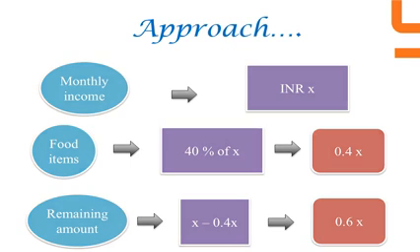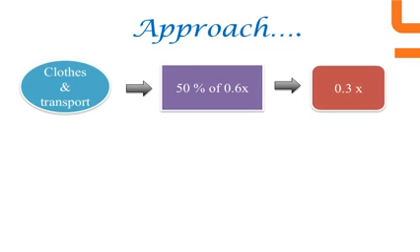Now what is the next statement given in the question? It is, he spends 50% of the remainder. That is, the amount left with him after spending on food items. He spends 50% of that on clothes and transport. So what is the amount he spends on clothes and transport? It is 50% of 0.6X, which is the amount left with him after spending on food. So 50% of 0.6X will be equal to 50 divided by 100 into 0.6X. That is 0.3X. So that is the amount he spends on clothes and transport.